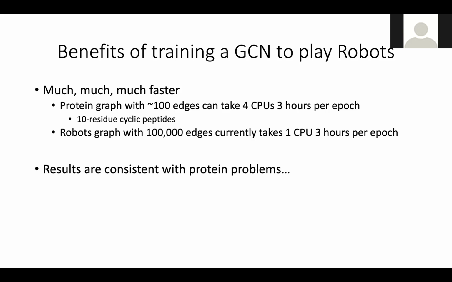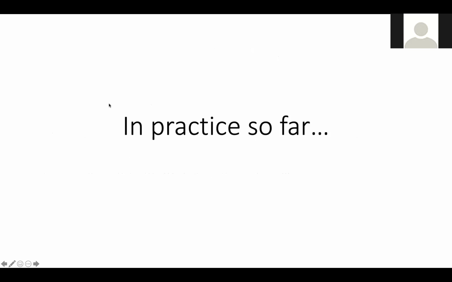The ability to quickly iterate on an enormous graph could help us learn when to use each convolution. So, motivation number 1 is it's much faster. But the reason we're doing all this at all is that the results are consistent. Whatever we learn while training on a robots problem actually does translate when we learn on proteins. So this next section is just showing what we've learned from this robots GCN, and then how we've actually translated that to proteins.